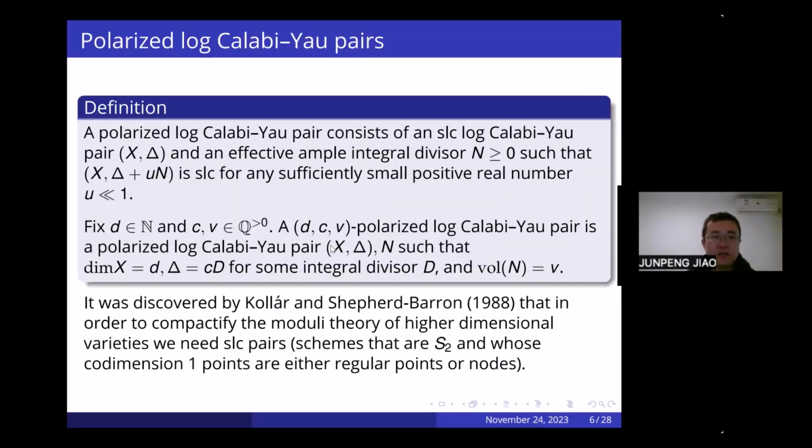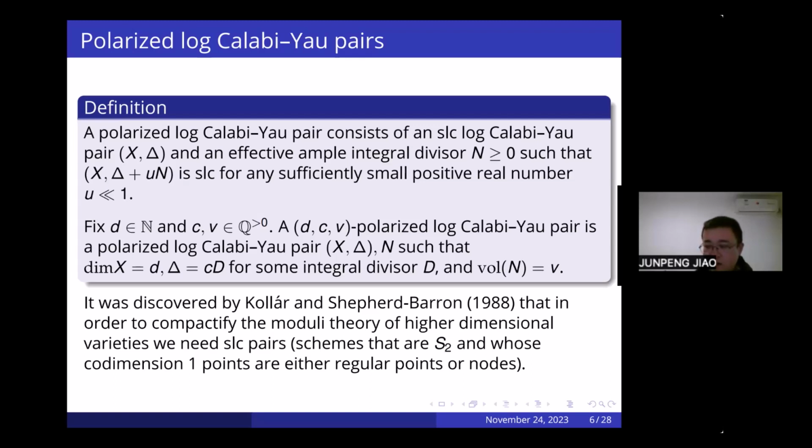This is the definition of a polarized log Calabi pair. A polarized log Calabi pair consists of an SLC log Calabi pair (X, Delta) with an effective ample integral divisor N such that (X, Delta plus uN) is SLC for any sufficiently small positive real numbers u. That u is sufficiently small actually means that the support of N does not contain any LC center of (X, Delta).